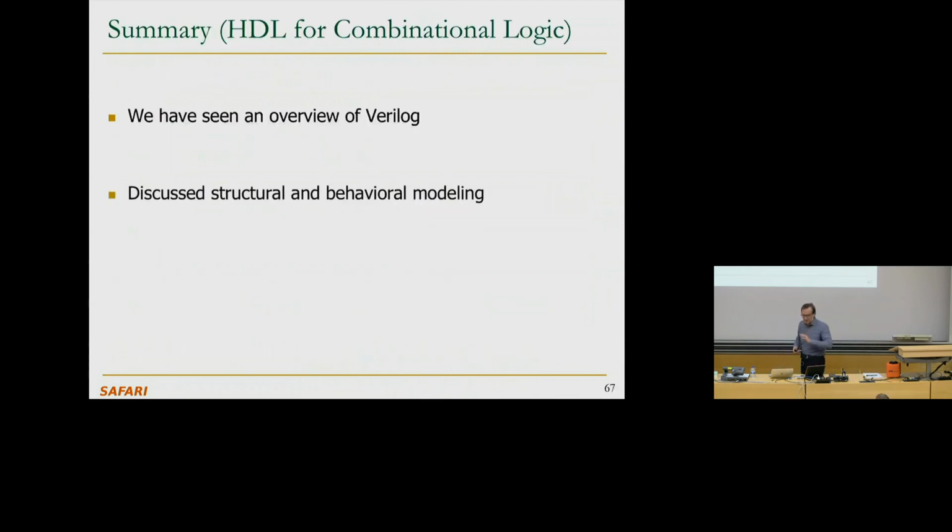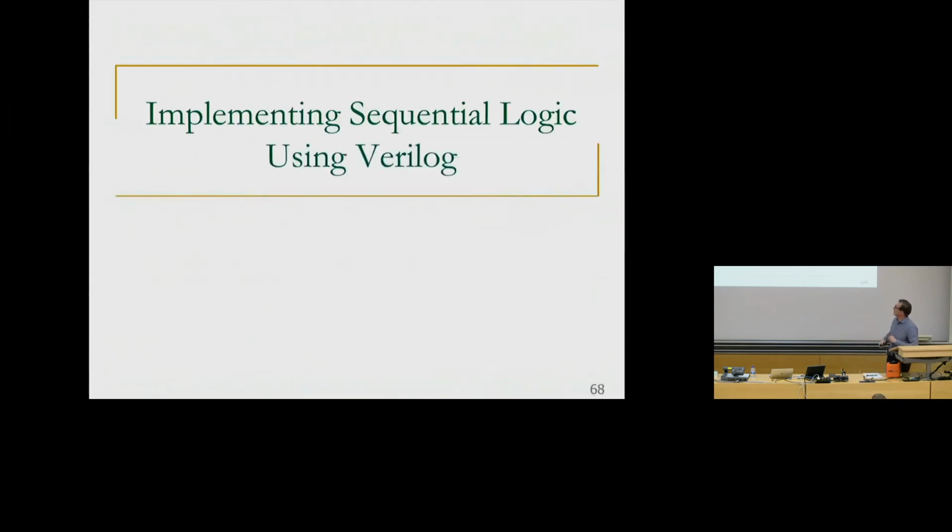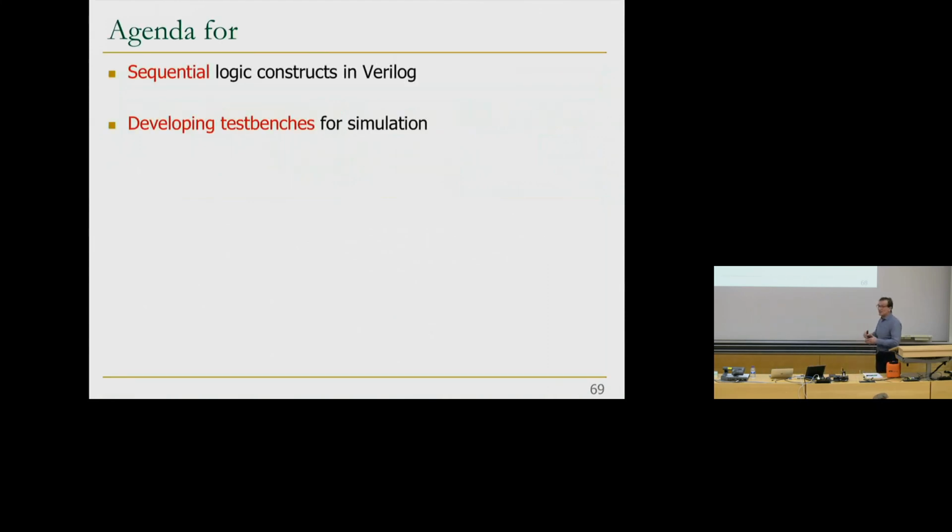Okay, so this is a summary of what we've seen for combinational logic so far. I've discussed Verilog, structural and behavioral, and showed combinational logic constructs. So we're missing something, and that something is sequential logic. This is important, so we're going to go through sequential logic now. Hopefully this will be fun, and it's going to be easy, but the constructs you need are going to be different. So we're going to cover sequential logic and then develop test benches. Any questions before we go into sequential logic? You'll see all of this during your labs, and it'll be a lot of fun.